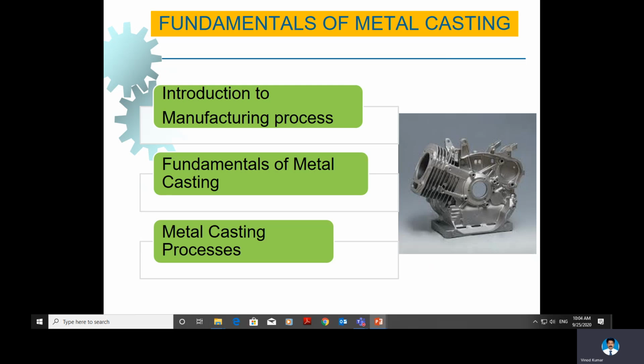We are using several products in our day-to-day life. Have you ever thought about how these products are made? For example, you are using a car. How are these cars made? We are using a pen for writing. How are these pens made? Several products in your day-to-day life, like jewelry items, pipe fittings, tanks, household items, how are these items or products made? These products are made by manufacturing process.